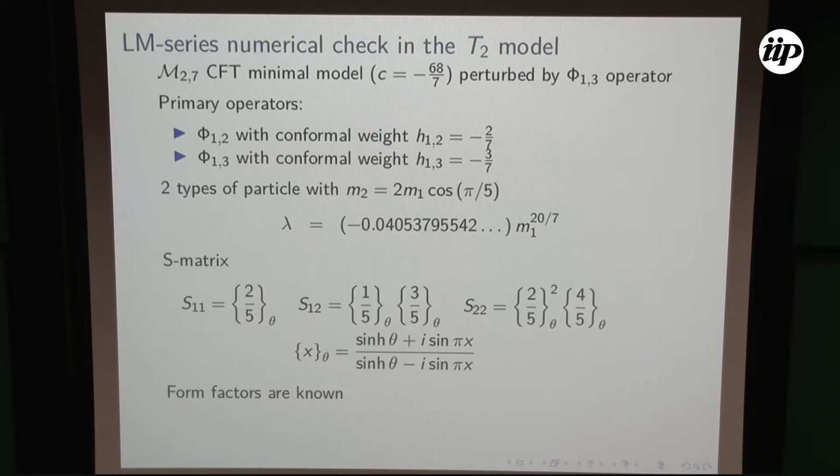It has two primary fields with these weights. It has two particles in the infrared, with this relation. And there's a relation between the perturbation coupling and the mass scale. We know the scattering matrix of this theory.